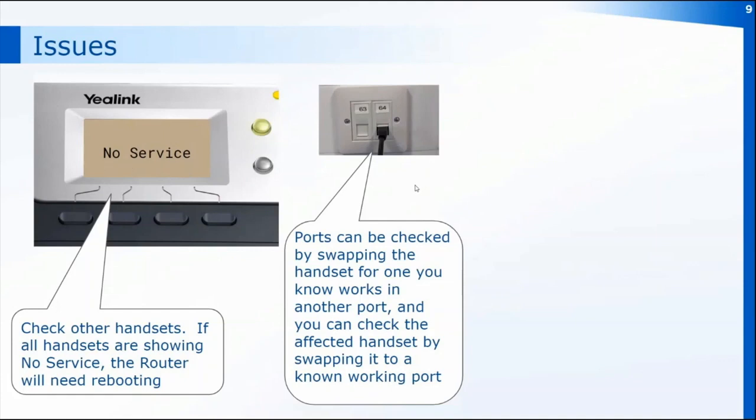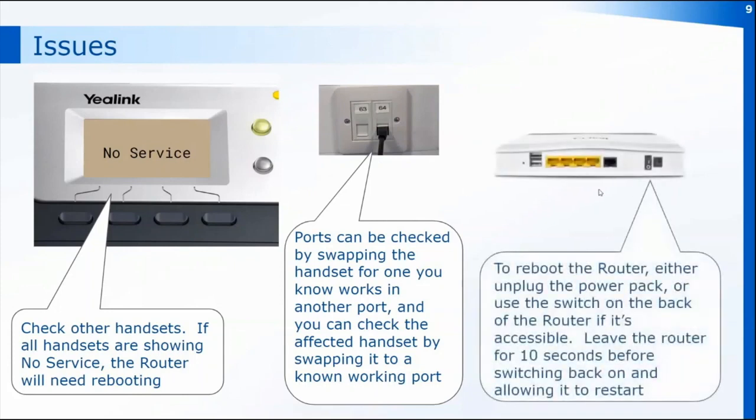If you do need to reboot the router within the comms cabinet, then on the back of the router there is a switch. If that's accessible, you can just switch it off using that switch there. If you can't access the switch because it's too tight in the cabinet, you can just unplug the power pack to the back of the router.